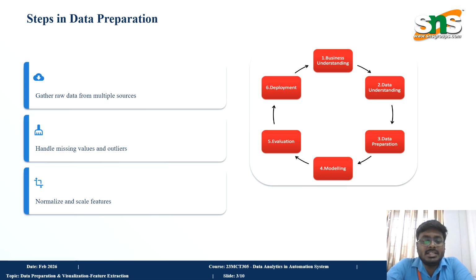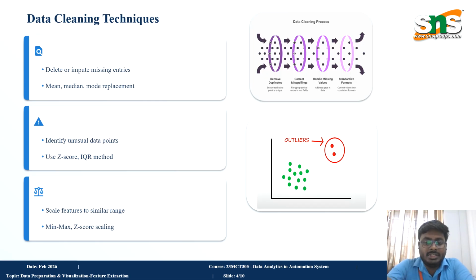Finally, normalizing and scaling features. Features might be on different scales, like one in meters and another in kilometers. So scaling ensures they are comparable. Again, see this cycle. Data preparation is step 3, feeding into modeling and evaluation. In this slide, we can elaborately discuss the cleaning techniques.